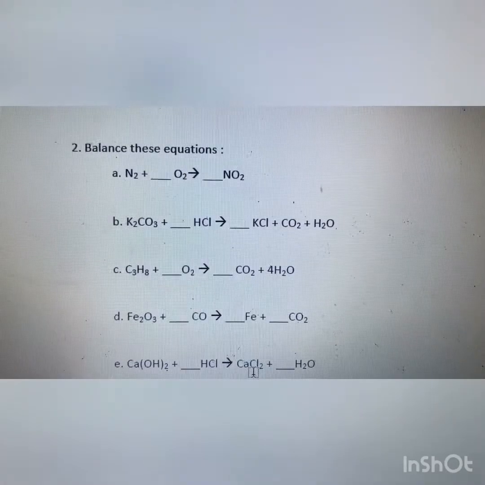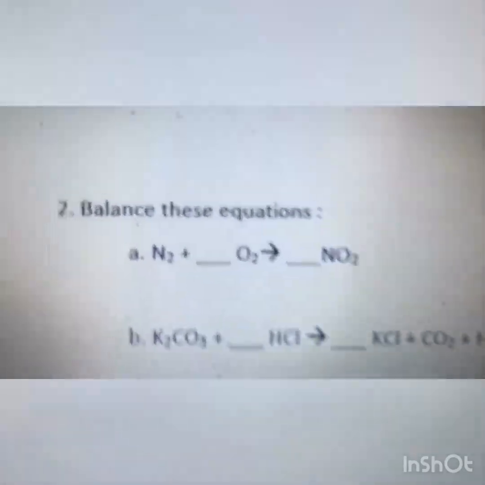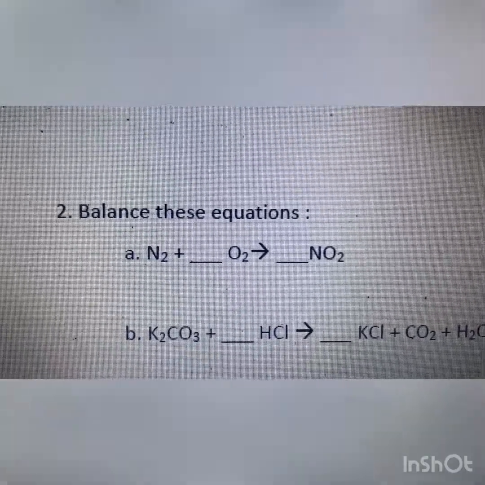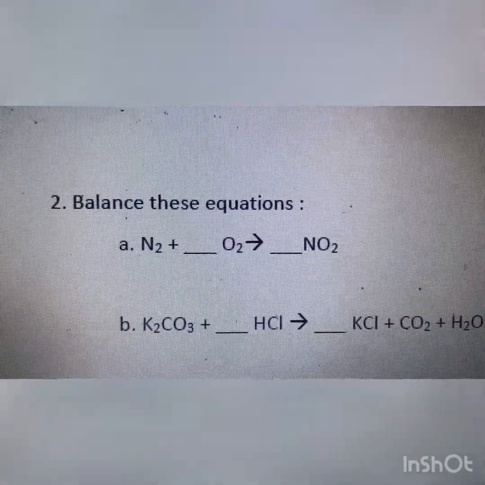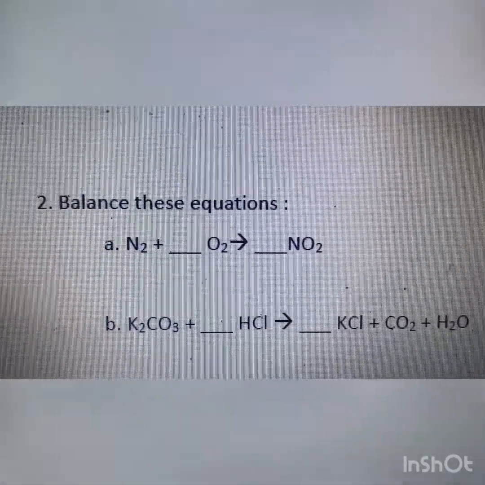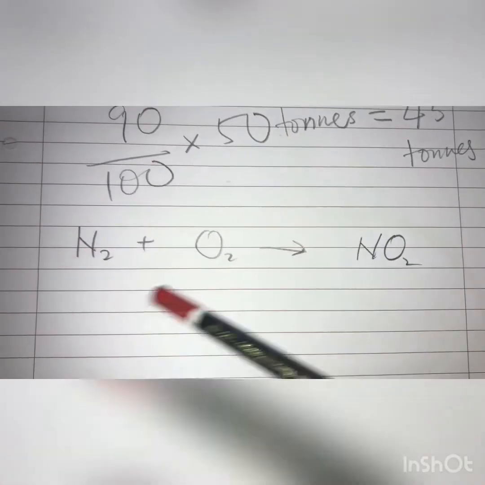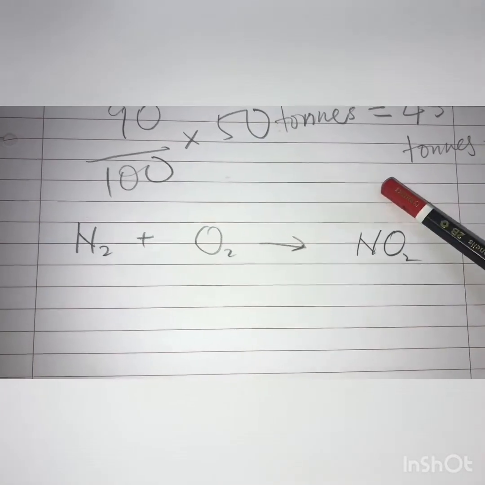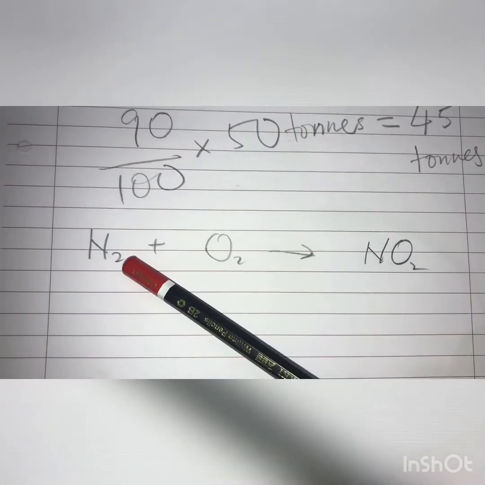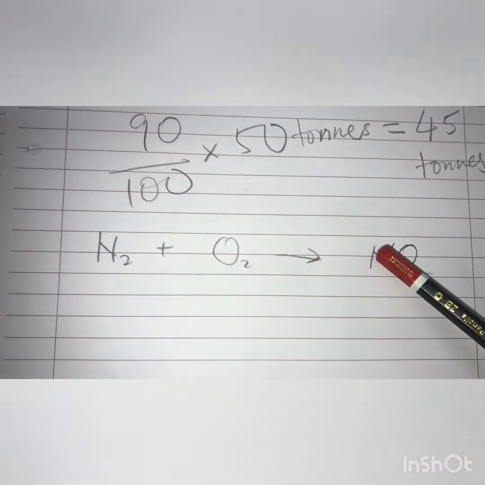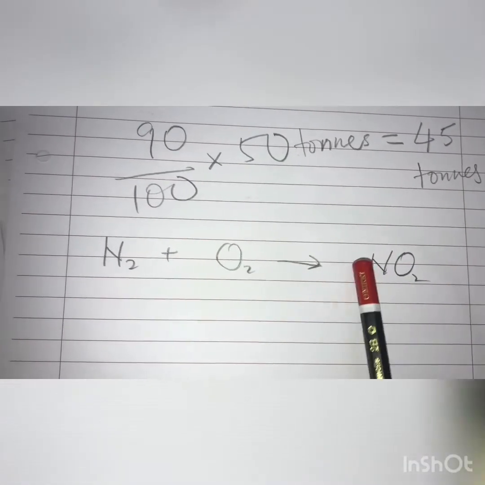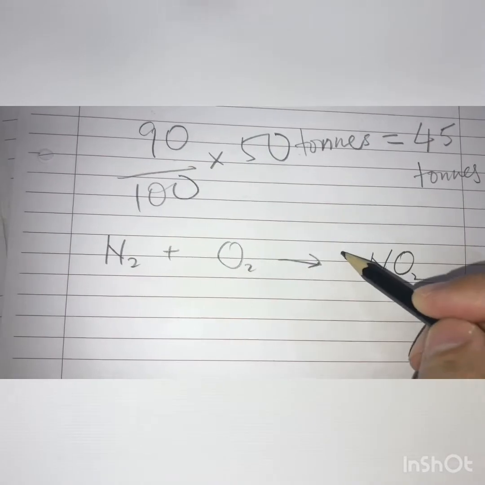To balance this equation, we pick one, we do it together. So N2 plus O2 produce NO2. How to balance it? The quantity on the left hand side of the arrow must be the same as the quantity on the right hand side of the arrow. So there are two nitrogen atoms here and there is only one here. So we need to balance the left and the right. So here we add 2 here.